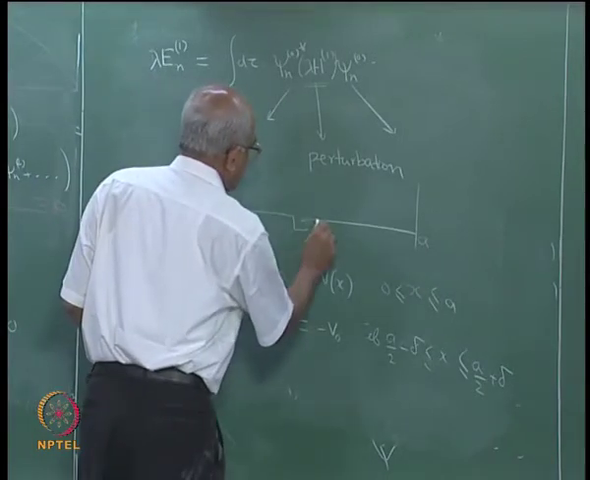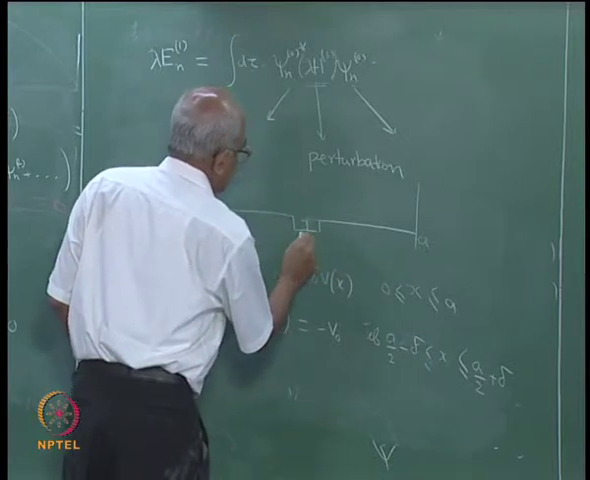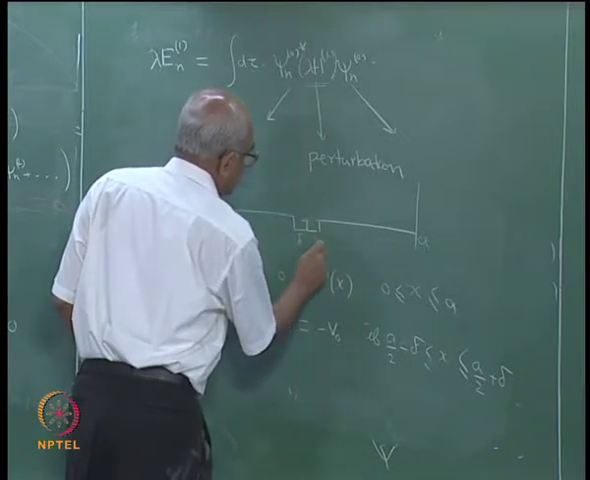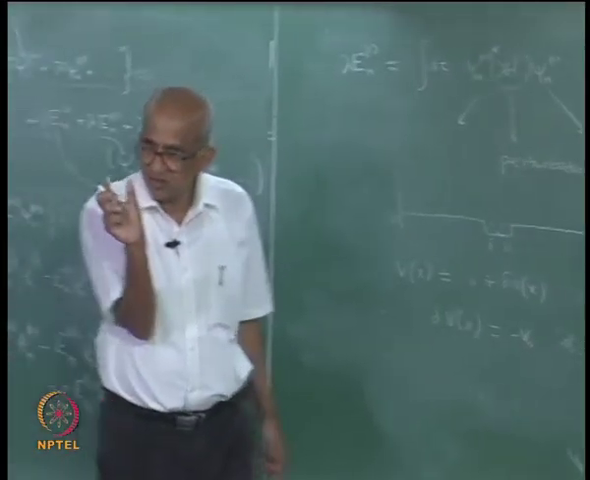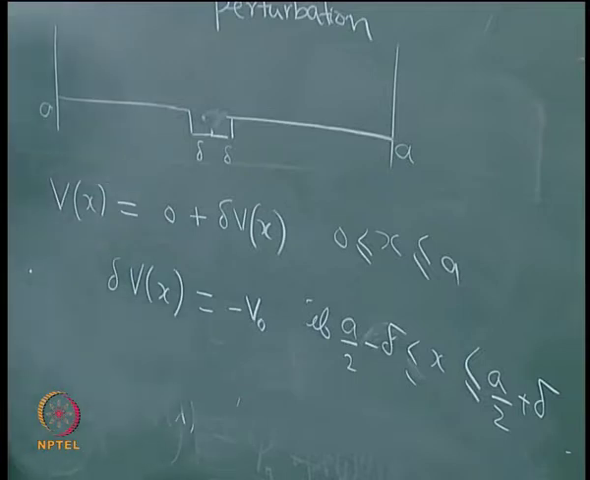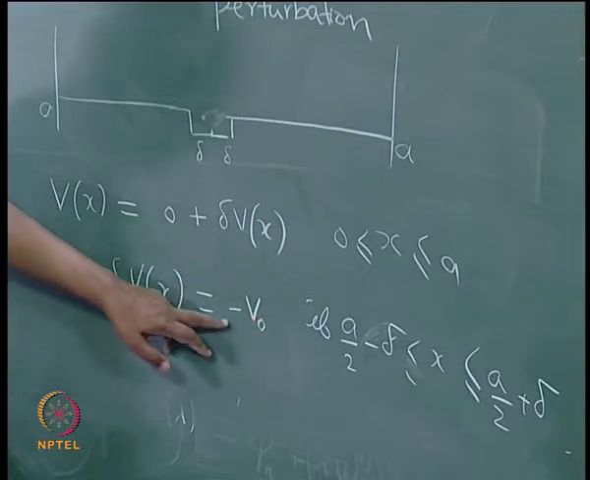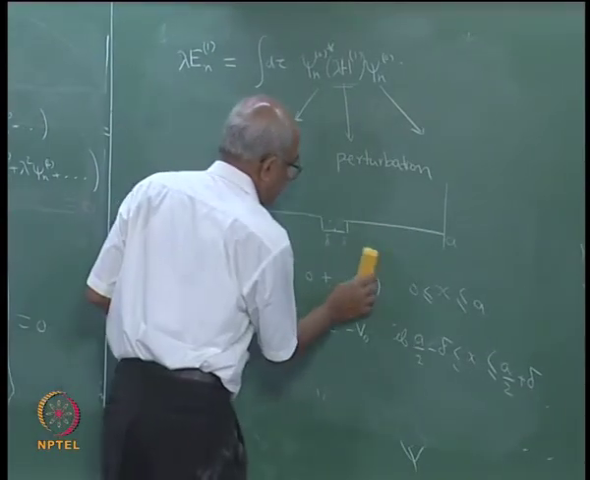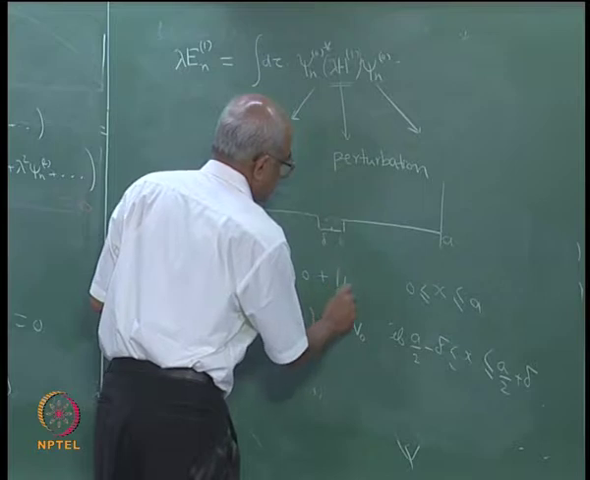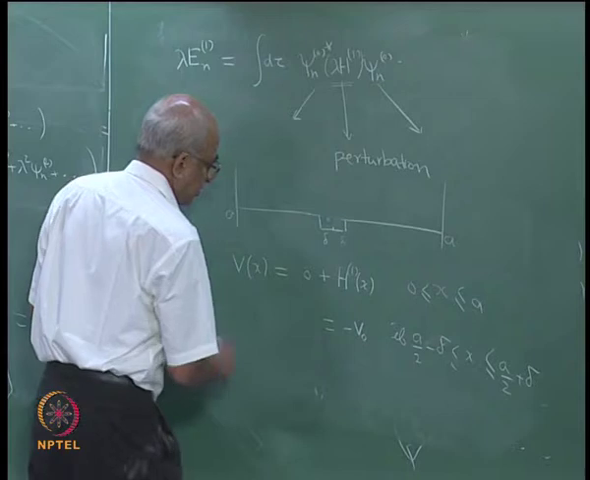Let me modify this figure a little bit. This is the middle of the box, and you think of this length as delta. So, the whole small well has a width of 2 delta, and within that region the potential has the form minus V0. Maybe the best thing is to say that I do not use the symbol delta V, but instead this is my perturbation. So, this is my H1 of x.